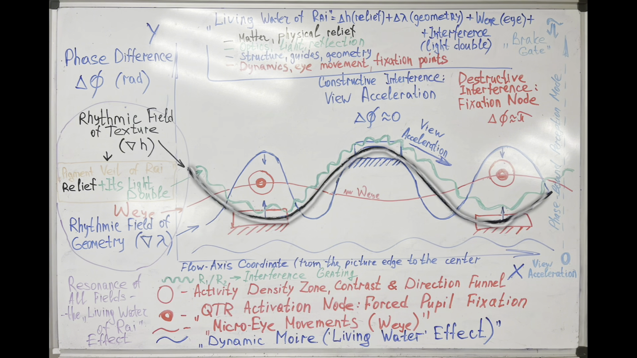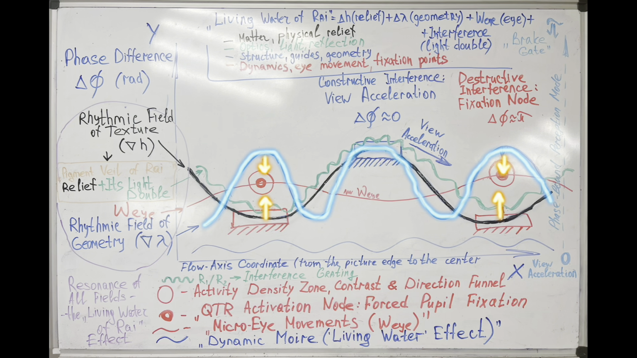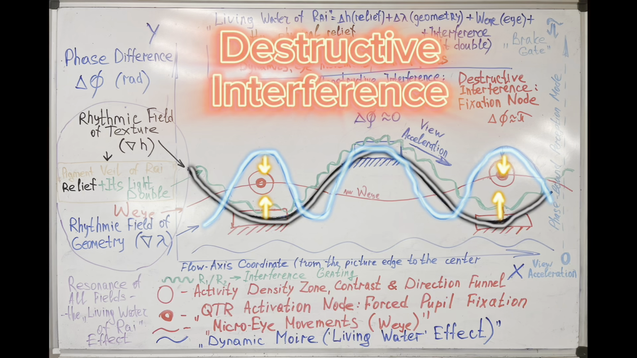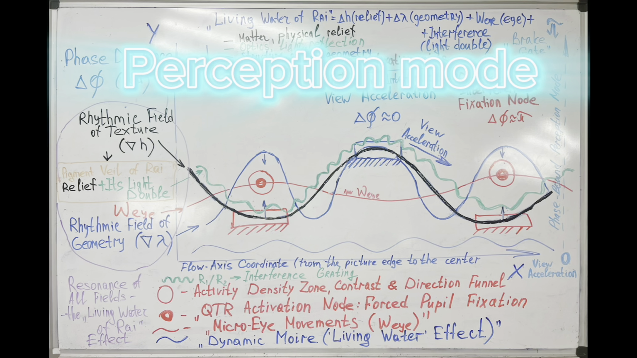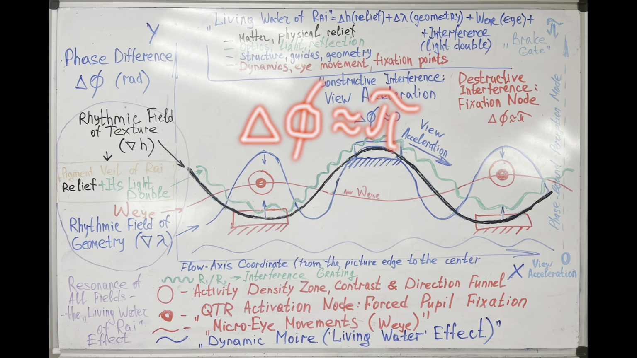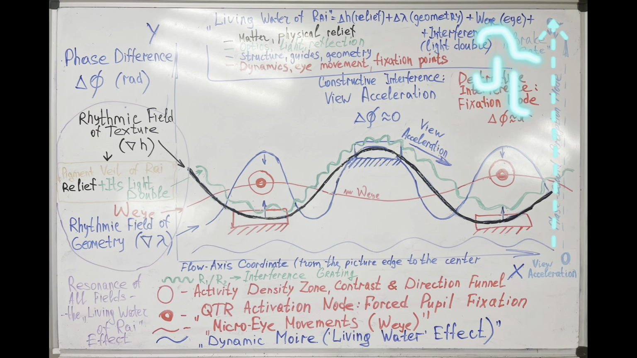When the rhythmic fields of texture and geometry are in antiphase, destructive interference occurs. This is a fixation node. The phase difference here equals pi, and the perception mode on the scale is pi. This is the break gate. On the diagram, this zone is marked with a red hatched rectangle. Again, this is not an impenetrable barrier but a guide of special density. It stops the gaze so that it can register the detail.